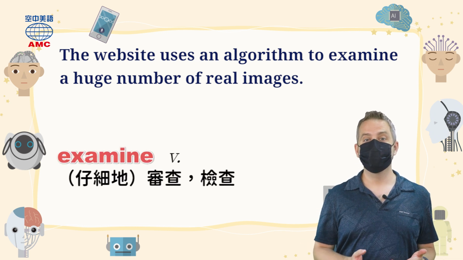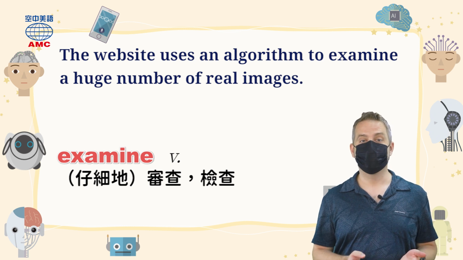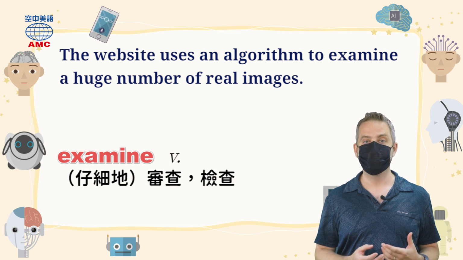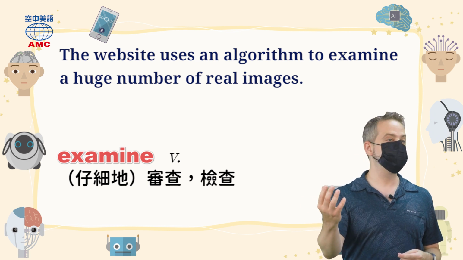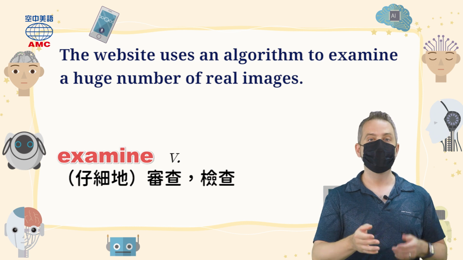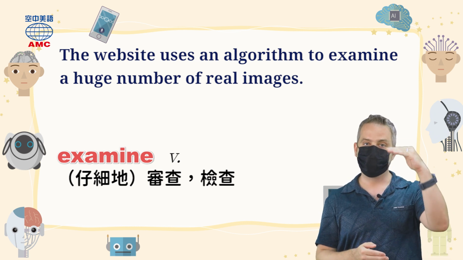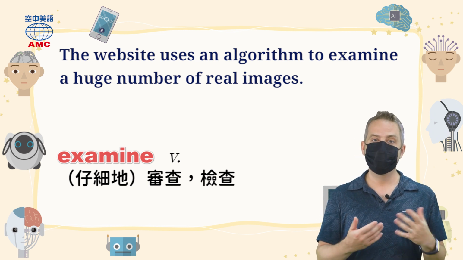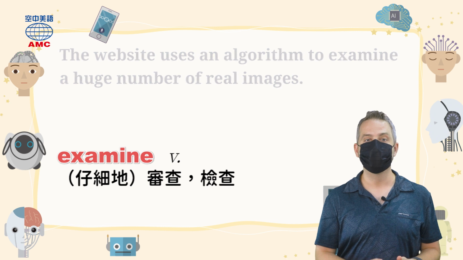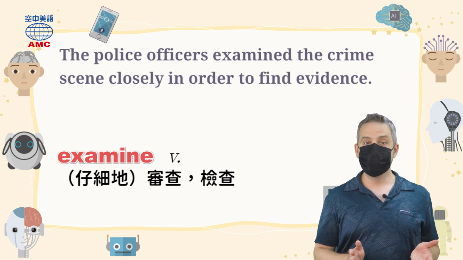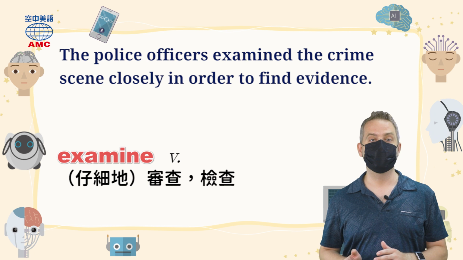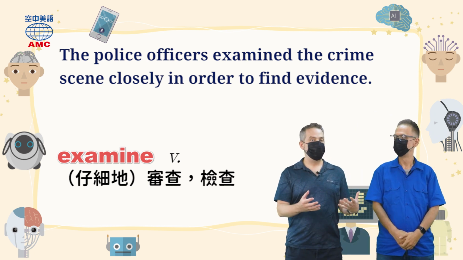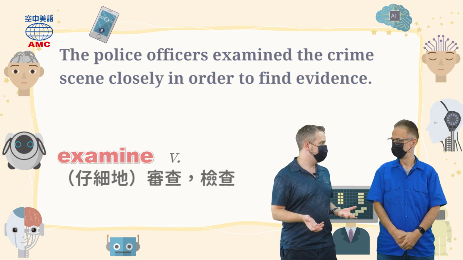To examine something means to look at it closely to find out what it is, what it does, how it works, get all the information about it. It's not a quick look. You don't just go, okay, I get it, and move on. It's looking at it in real detail, top to bottom, in a very logical way to get all the information you can. It's what a scientist or someone like that would do. Here's another example. The police officers examined the crime scene closely in order to find evidence. And this algorithm examines a number of images.